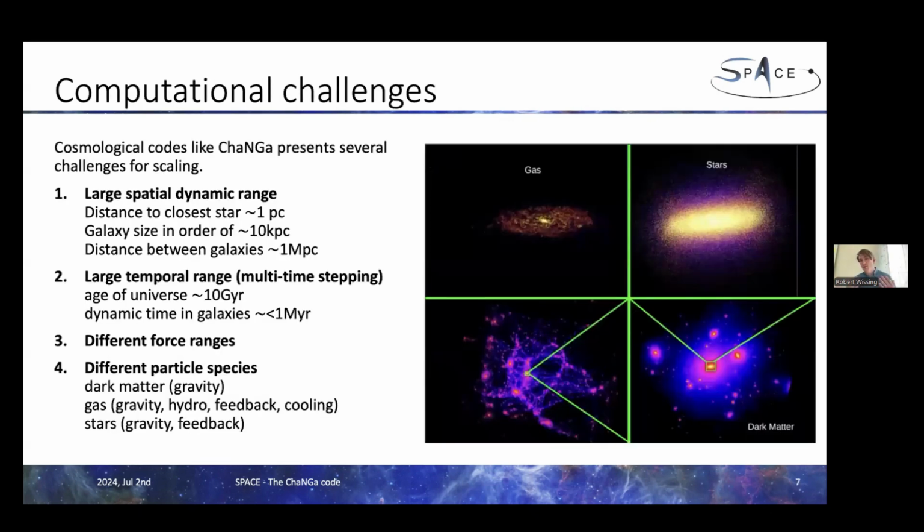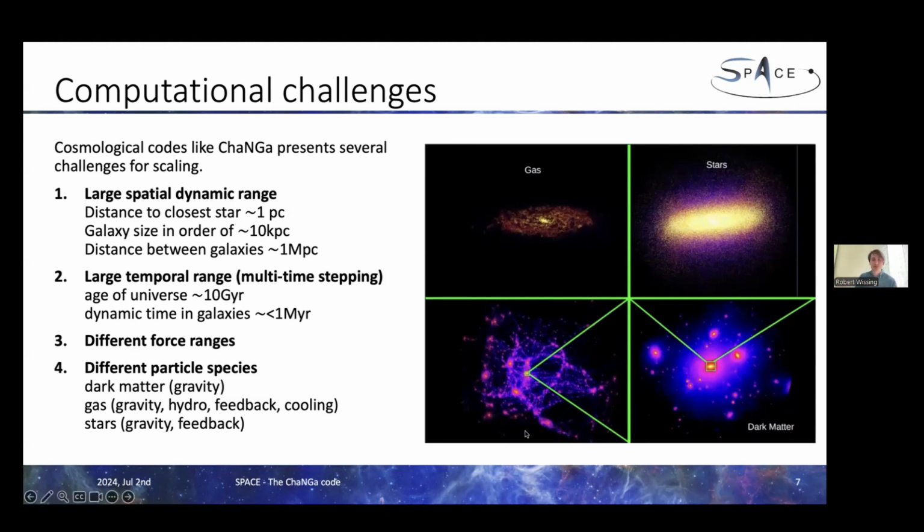So some of the computational challenges that exist for cosmological codes like ChaNGa, I've just put down 4, which I could think of are the major ones. So the first one is that there is a very large spatial dynamic range. For example, the distance to the closest star is about 1 parsec. Galaxy sizes are around 10 kiloparsecs, and distance between galaxies is 1 megaparsec. And maybe when we model a piece of the universe, we model 25 to 100 megaparsecs.